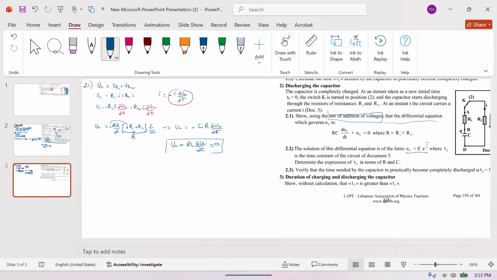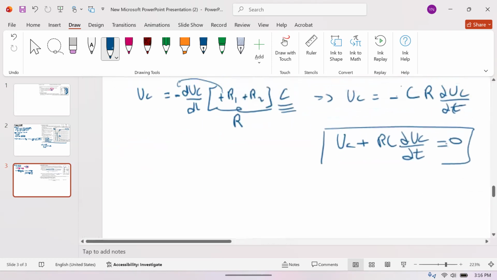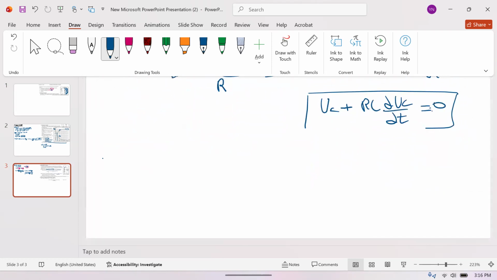Now we have the solution. Find the time constant, as they always ask this question. We have to decompose that into a few steps, and it's really easy to solve. So don't panic, okay? The first thing we do, we write the solution. The second step we do, we find the derivative.